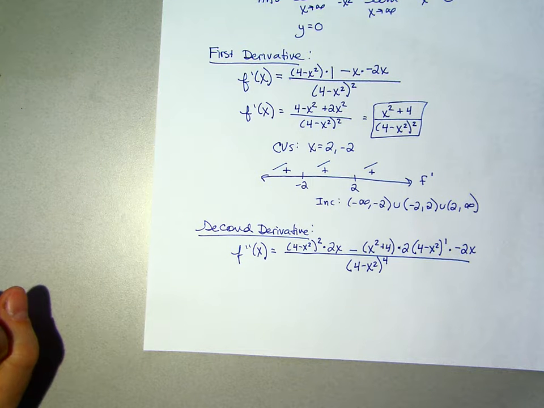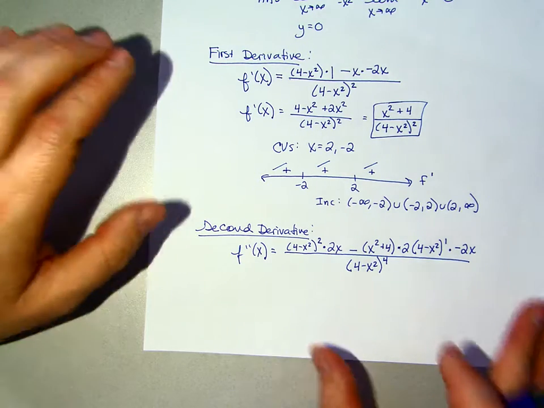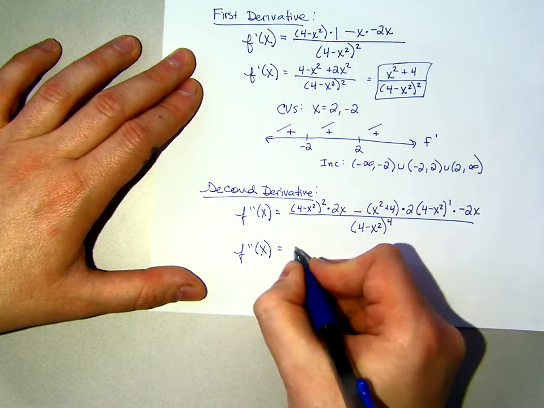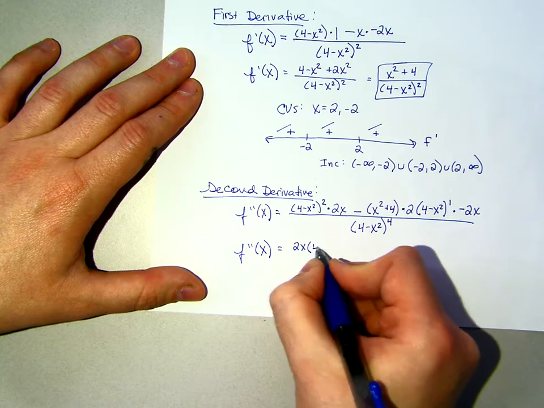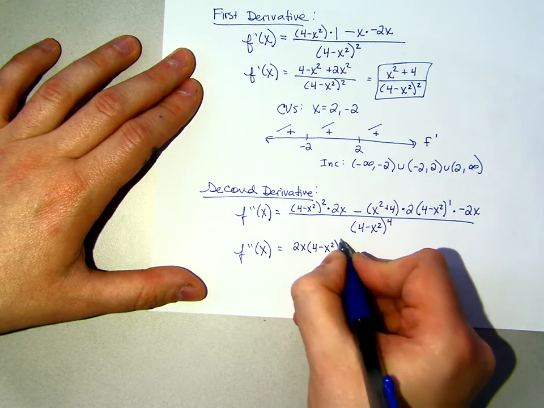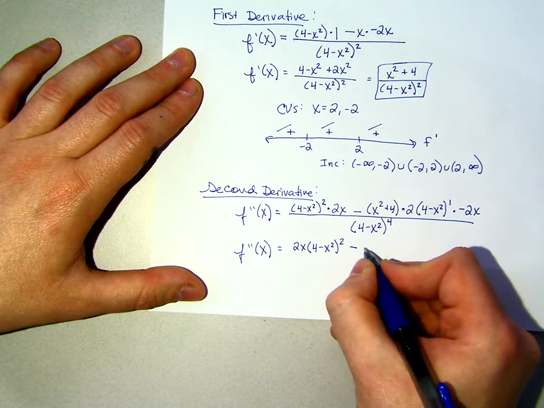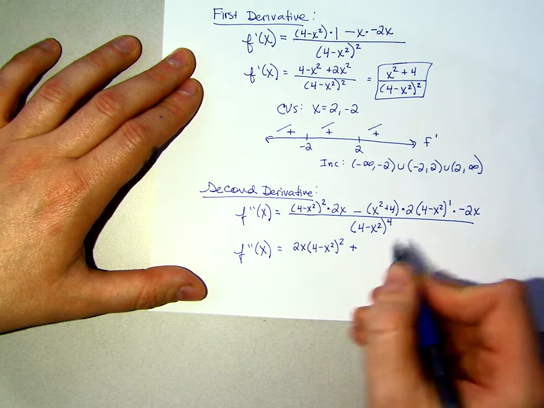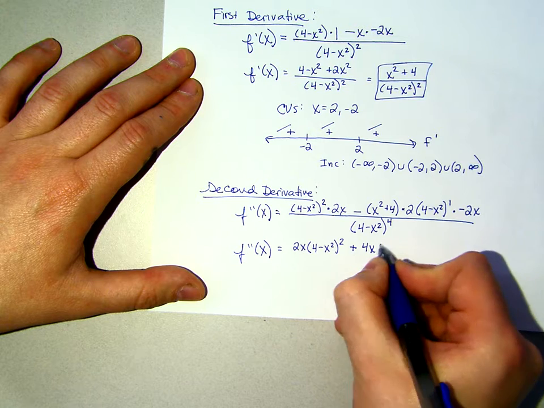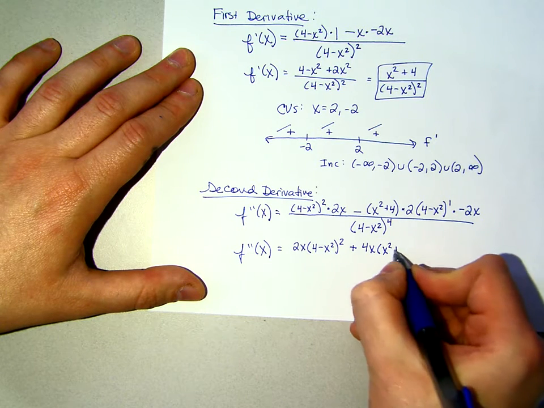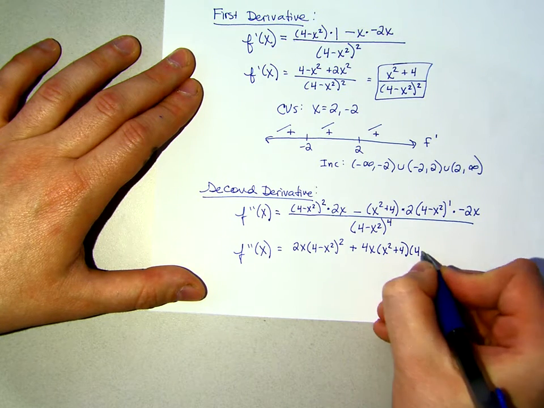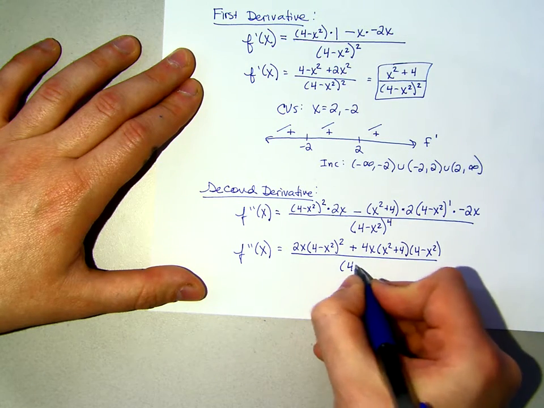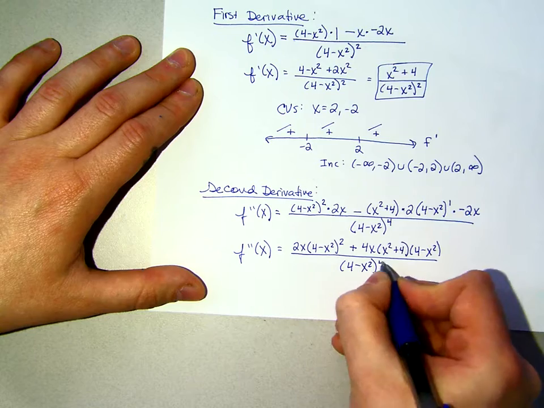I am going to just kind of clean up each of the terms. No foiling or distributing at this point. I'm going to rewrite this as f double prime of x equals 2x times 4 minus x squared squared. Not minus. I'm going to make it a plus because of my double negatives over there. 2 times 2x is 4x times x squared plus 4 times 4 minus x squared all over 4 minus x squared to the 4th.